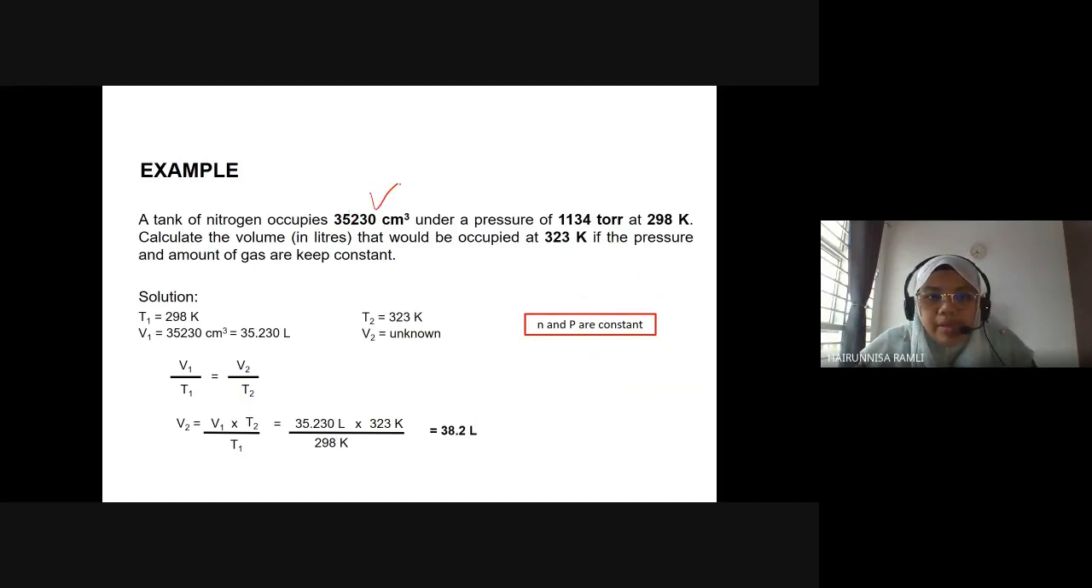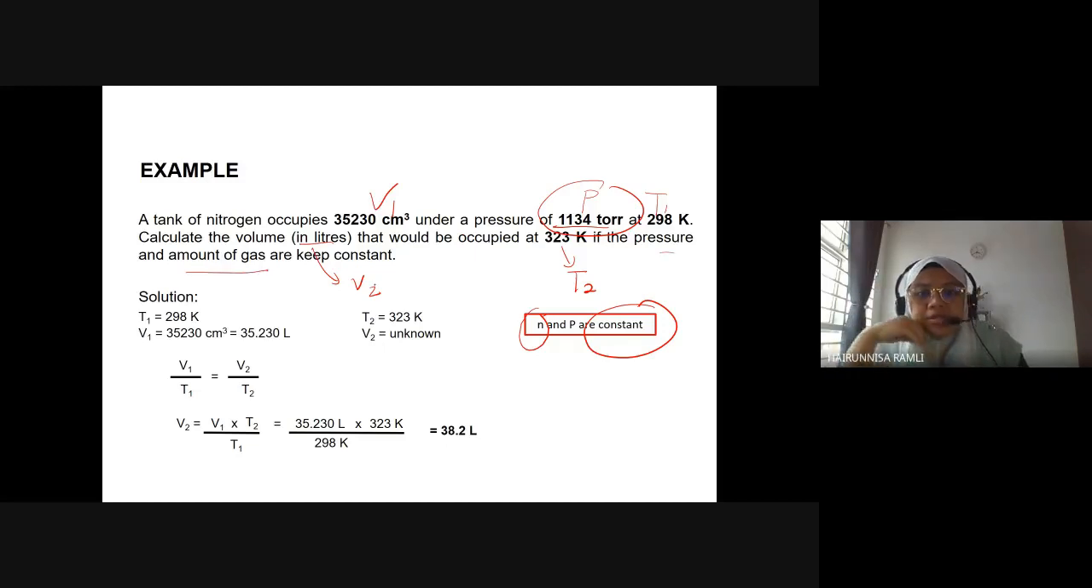We have volume of nitrogen under pressure, so it gives the pressure here, and then this is the temperature. So calculate the volume, meaning volume 2, this is volume 1, that it will occupy at 323 Kelvin. So this is T2, this is T1. Basically this pressure is constant, and n is also constant because we use the same tank, the same nitrogen, so the mole does not change. It has also been stated that the pressure and amount of gas are kept constant. So again, take out all the information, you get this formula, substitute all the information given, then you get the answer.